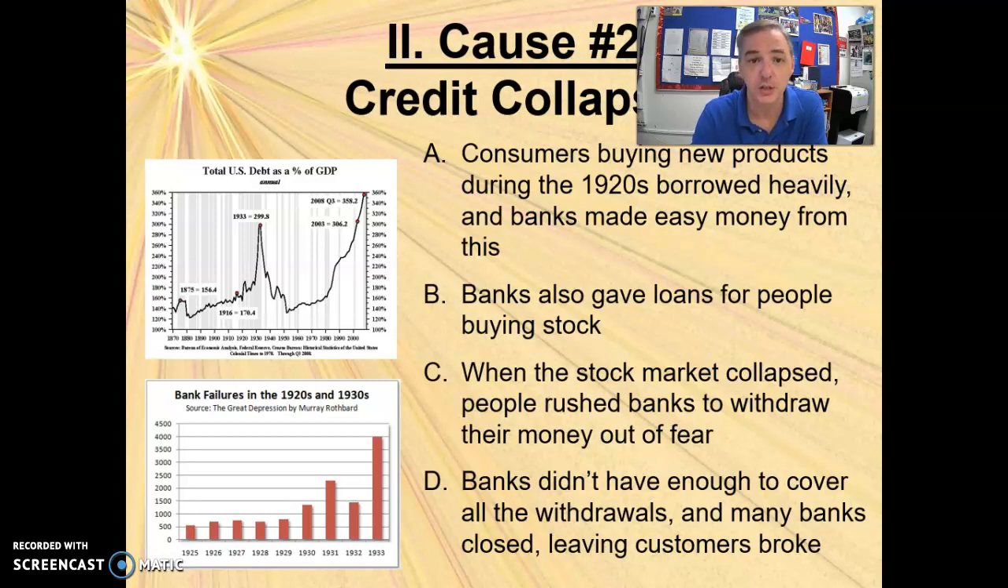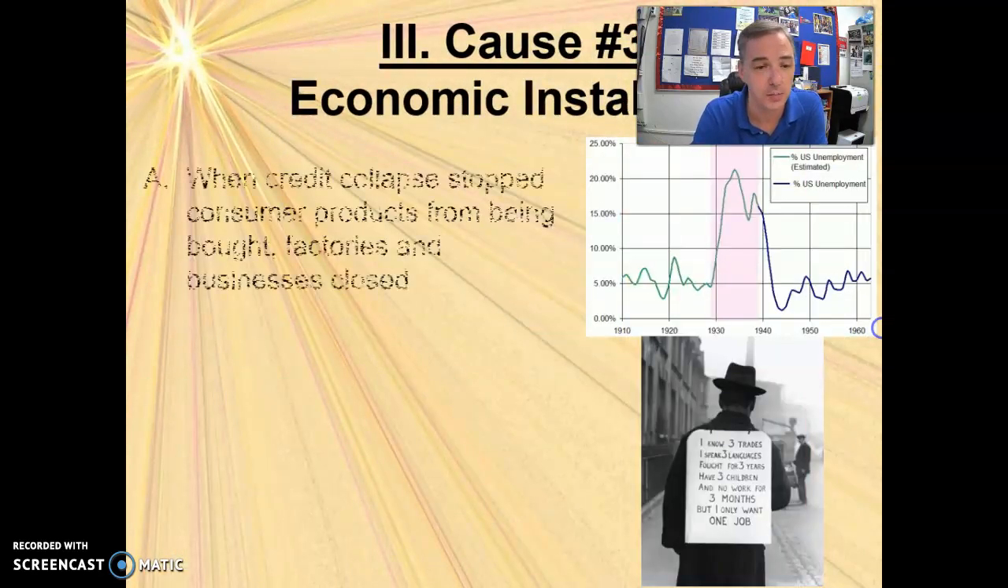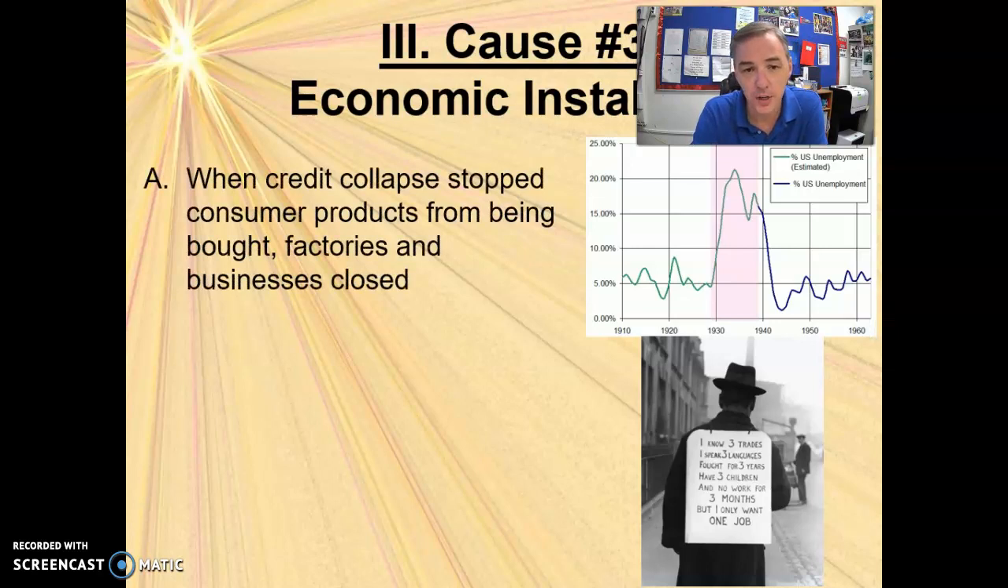So the Great Depression started with the stock market. Now we see the credit collapse. Well, that's going to impact another area, which is economic instability. So when this credit collapse occurred, consumers are no longer buying cars. They're no longer buying toasters, houses. And that means the companies that produce these products have to start laying off workers.